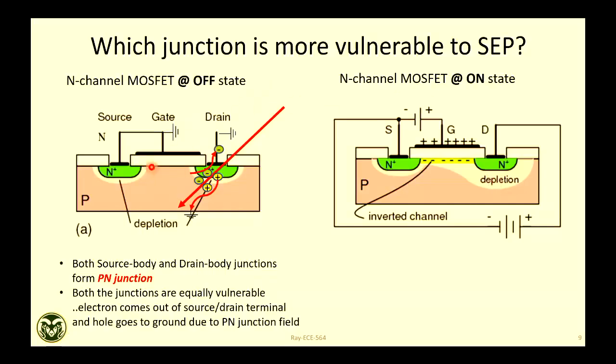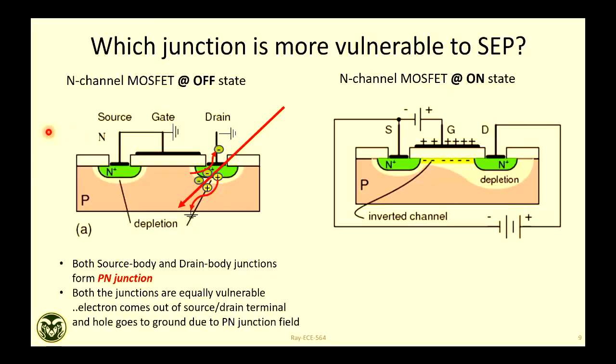Whereas a MOSFET, if it is in the off state, both source and drain will be grounded. In that case, both source and drain will be equally likely, and both can collect the same amount of charge, whatever ion goes through. But typically the source is never reverse biased; it is grounded in a circuit. So in a typical scenario, when a MOSFET is on, the drain will be the more vulnerable junction. When it is off, both are equally likely in terms of charge collection, just because of the PN junction effect.